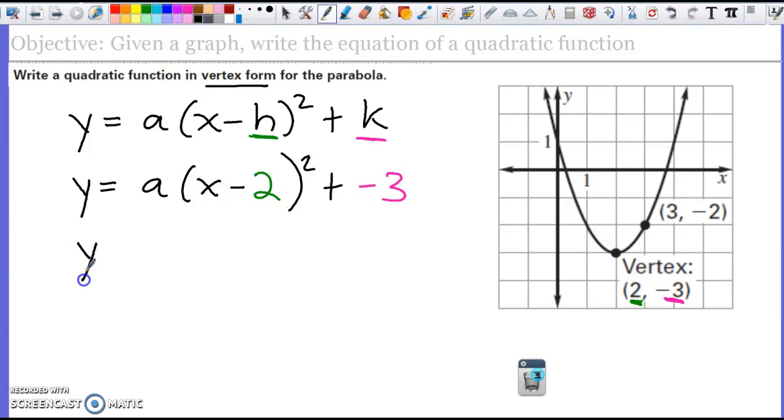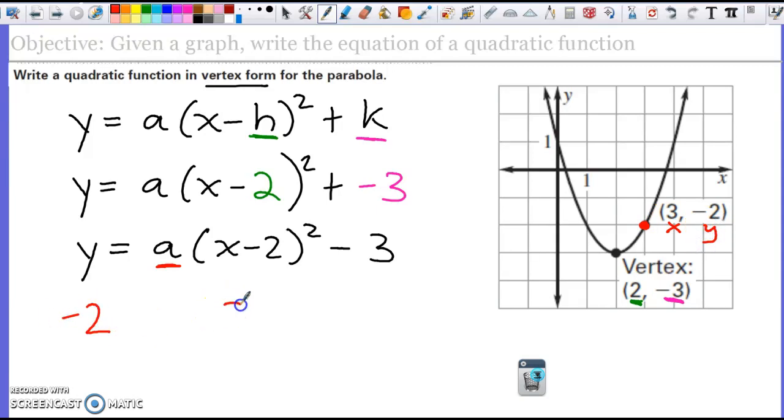And now I can simplify. y equals a times x minus 2 squared minus 3, because plus negative 3 is the same thing as just minus 3. Now the last thing I need to do is find out what the a value is. In order to find out what a value is, I need to plug in a point other than the vertex. I have to plug in this point, 3, negative 2. Negative 2 is the y value, 3 is the x value, and all I have to do now is just plug in those values for x and y into the equation and solve.